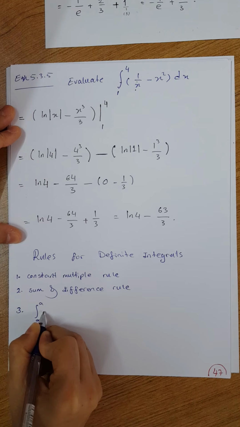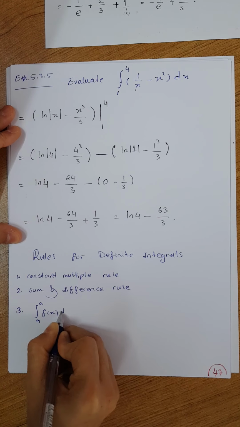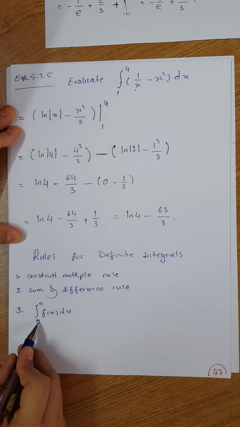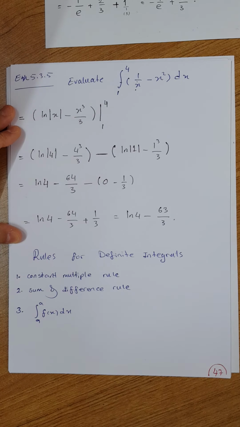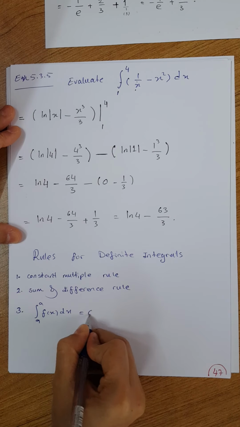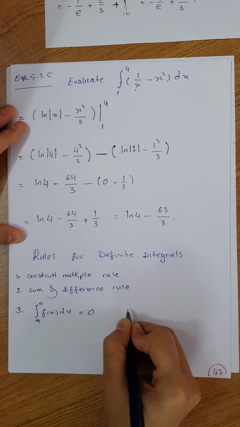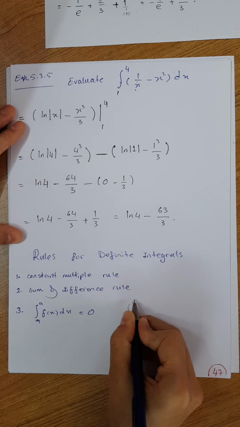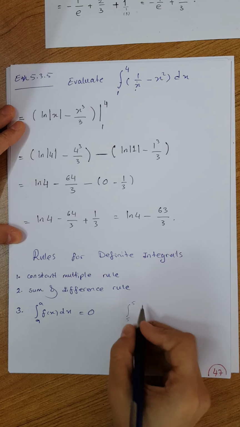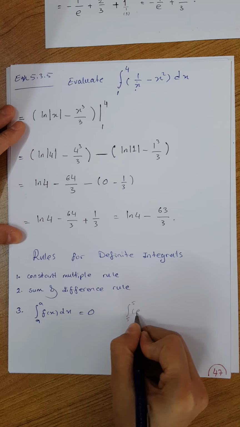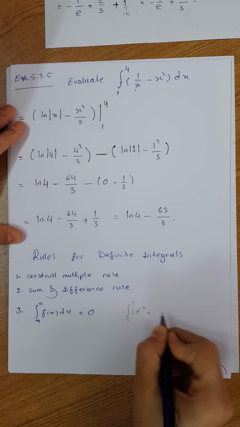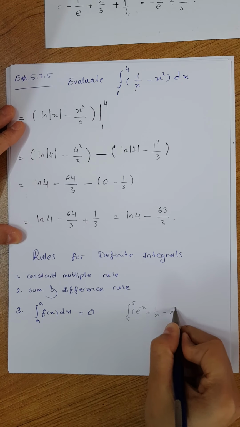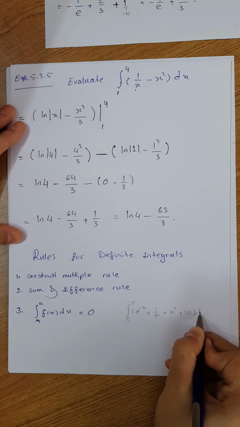If I have got a definite integration that runs from a to a, that means 0 length. Look, it's from a to a, so the length of that interval is 0. That one is directly equal to 0. For example, if I have got integration from 5 to 5, if you look, the numbers are the same, okay? And here I have got e to the power of minus x plus 1 over x minus, for example, x squared plus 10 dx.